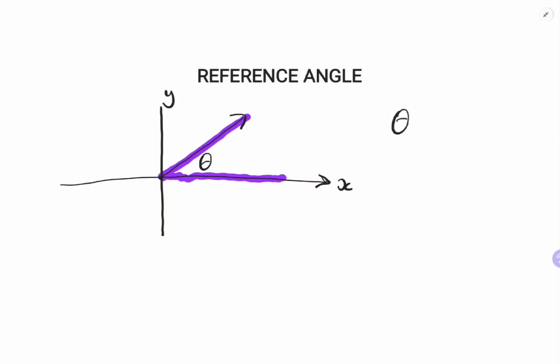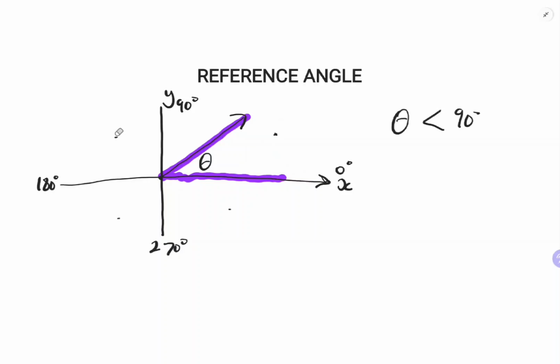And the reference angle is always less than 90 degrees. We know that 0 degrees starts here and then it's 90 degrees, 180 degrees, 270 degrees. But the reference angle does not necessarily have to be in this quadrant. It can be in this quadrant, in this quadrant, in this quadrant as well.